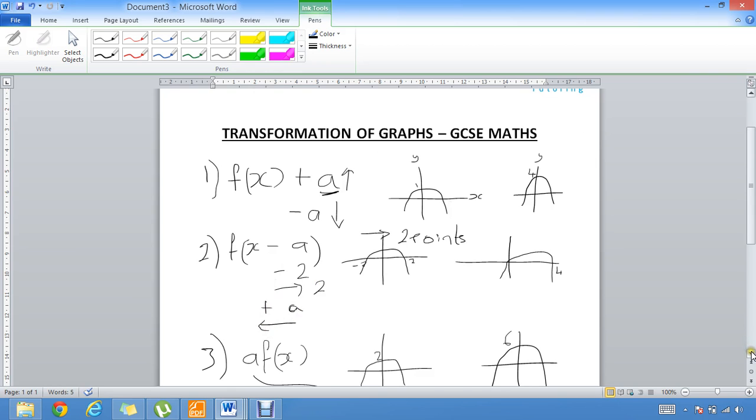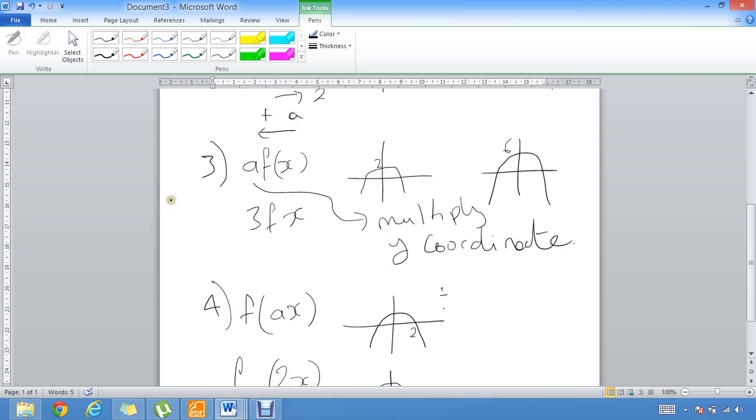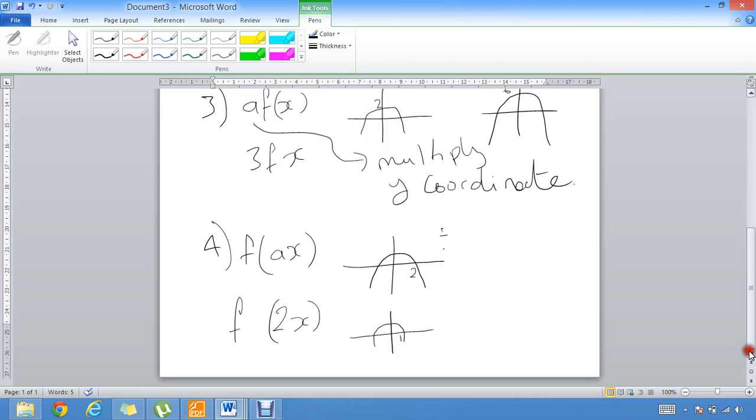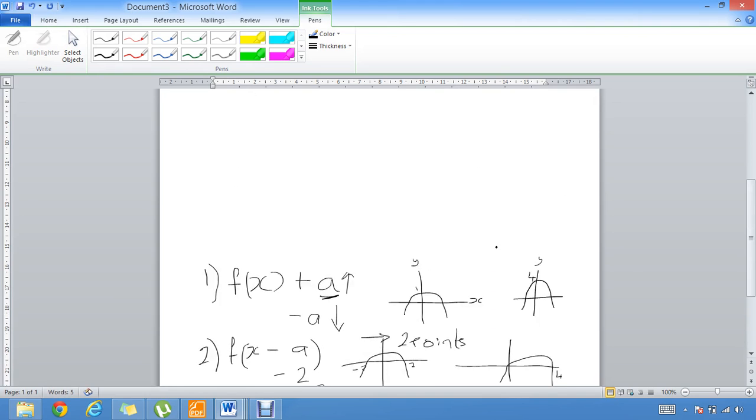Okay, rule number 3. If the a again is outside the bracket, then you multiply the y-coordinate by whatever a is. So in this case it was 3, 2 times 3 is 6. And if the a is inside the bracket, then you just divide your x-coordinate by whichever number it was. So if it's 2 here, then you divide it by 2. Let's put this down.